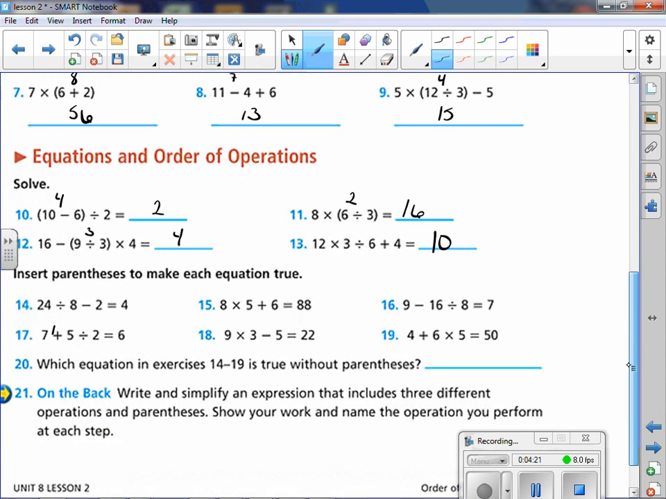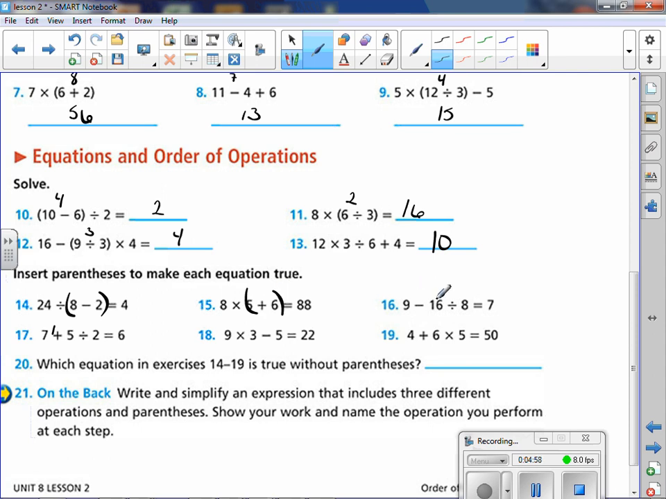All right. We're going to insert parentheses to make the equations true. So we're just thinking about where it would work. Well, if we did 24 divided by 8 and then subtracted 2, we would not get 4. So we need to do 8 minus 2 first, and then 24 divided by 6. Okay? So we're just kind of going through and thinking about that. 8 times 5, 40. Plus 6, nope, that's not going to work, so they have to go here.